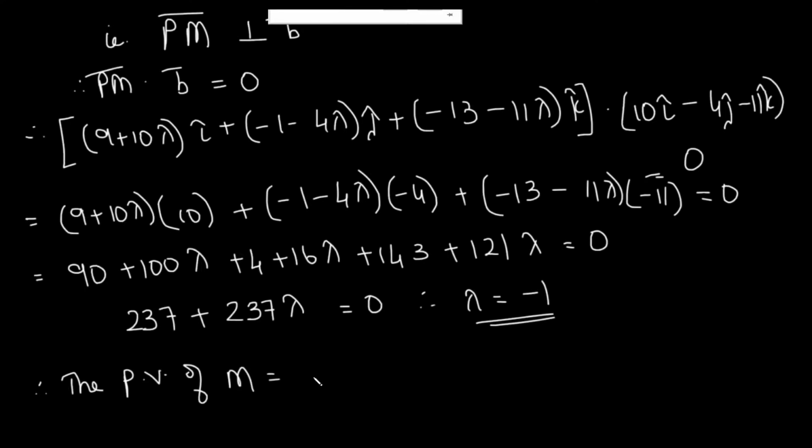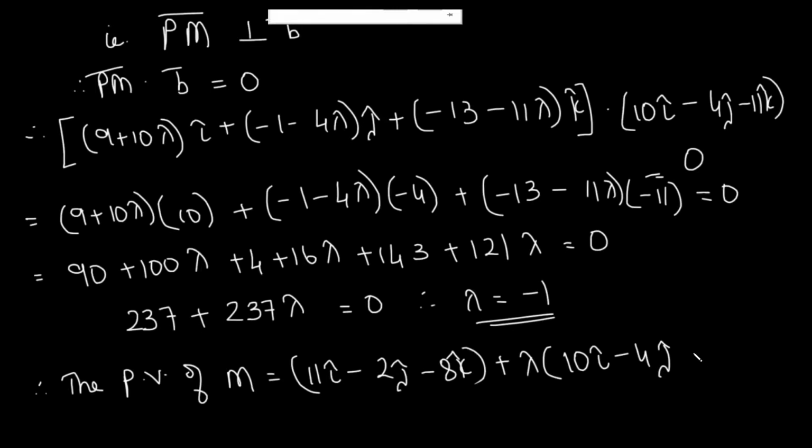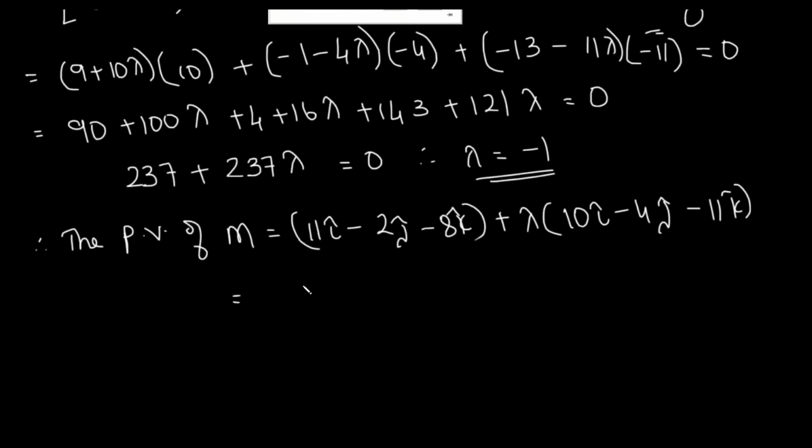which is the same as the equation of the given line, which is actually 11i minus 2j plus minus 8k plus lambda into 10i minus 4j minus 11k. This is from the question. So the position vector of M becomes this way. Now we put the value for lambda here. So we get 11i minus 2j minus 8k minus 1 into, lambda is minus 1, so minus 1 into the remaining.